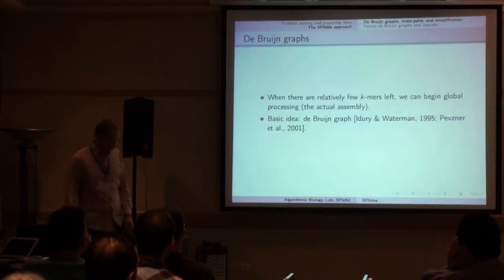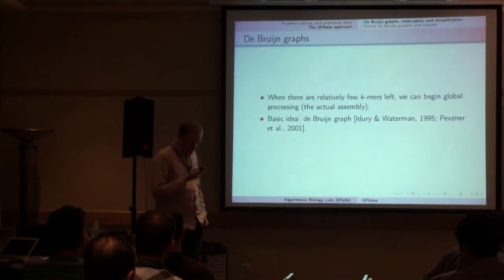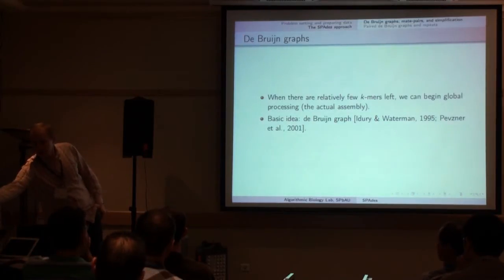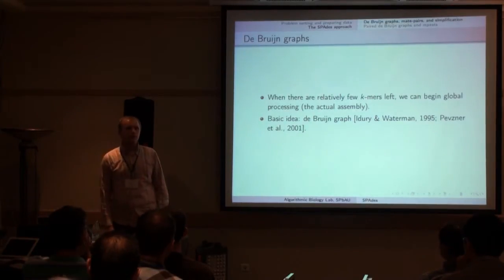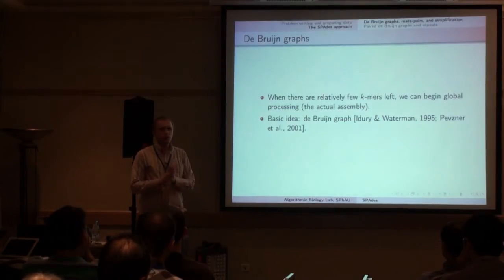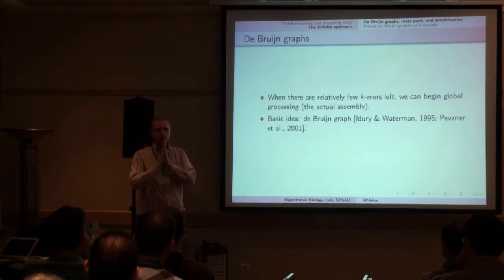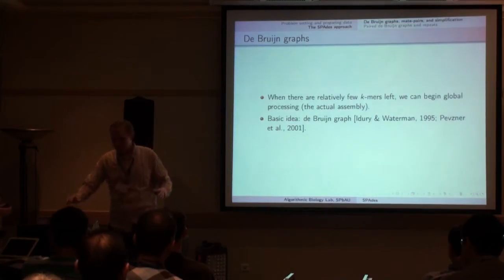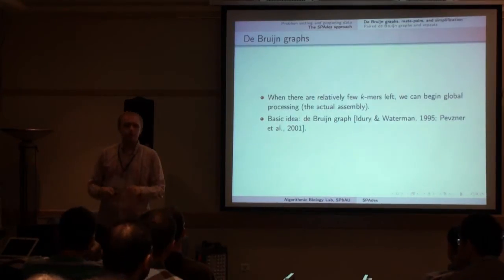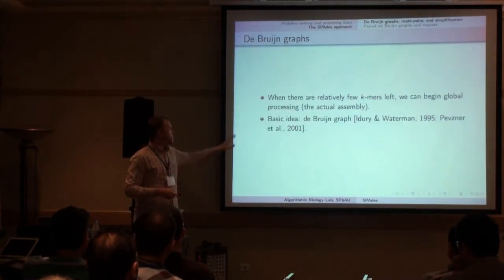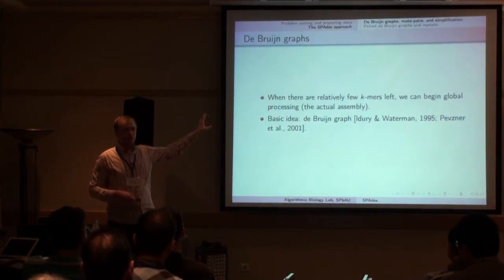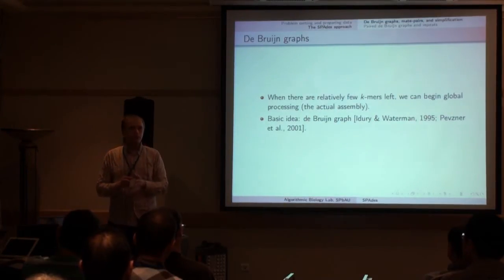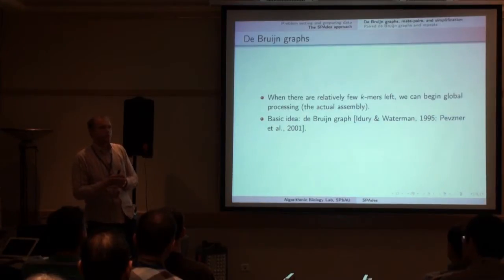All right. So once we have corrected the reads, the main idea of error correction is to get rid of erroneous k-mers. The main idea is to reduce the set of k-mers. And actually, well, that's what it does.